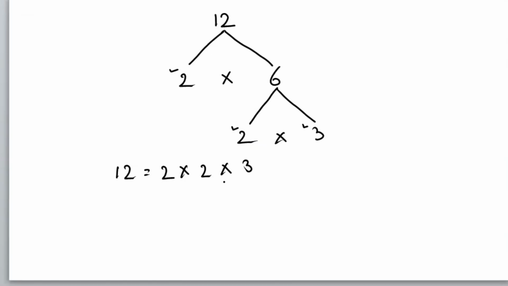So 2 times 2 times 3. And we can check our answer as well, whether it's equal to 12 or not. 2 times 2 is 4. 4 times 3 equals 12. It means our answer is correct.